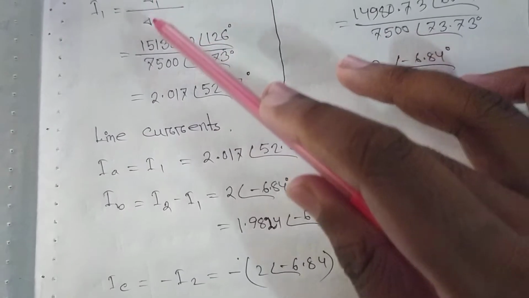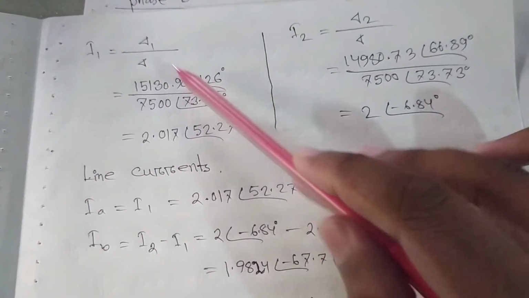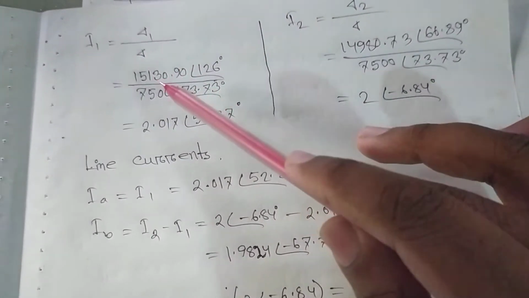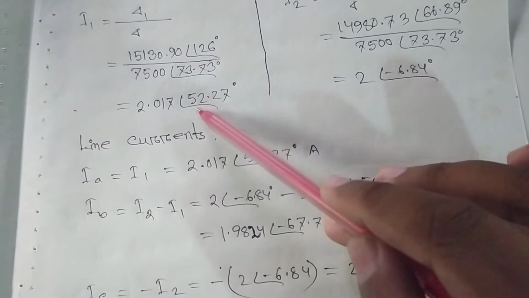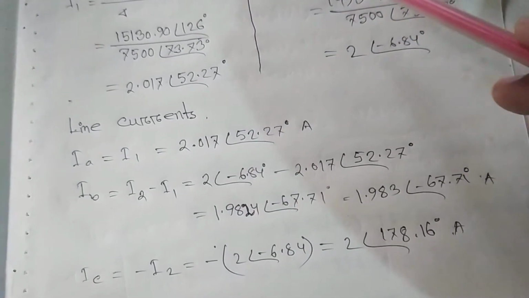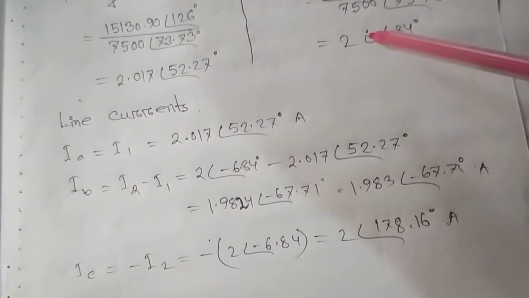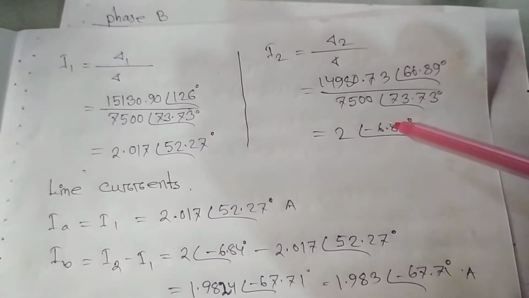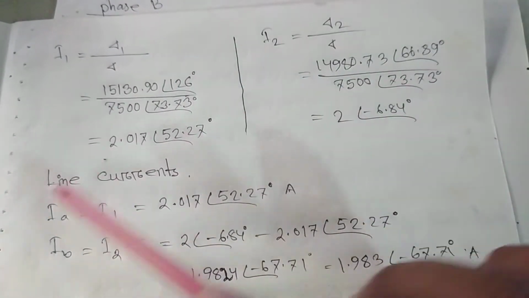I1 equal del 1 by del, I2 equal del 2 by del. Del 1 by del equal 2.017 angle 52.27. Del 2 by del, easily calculate, 2 angle of minus 6.84 degree.